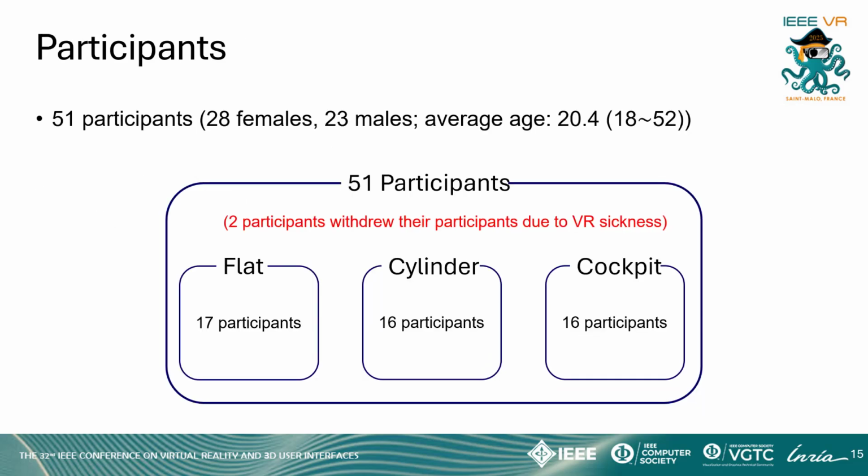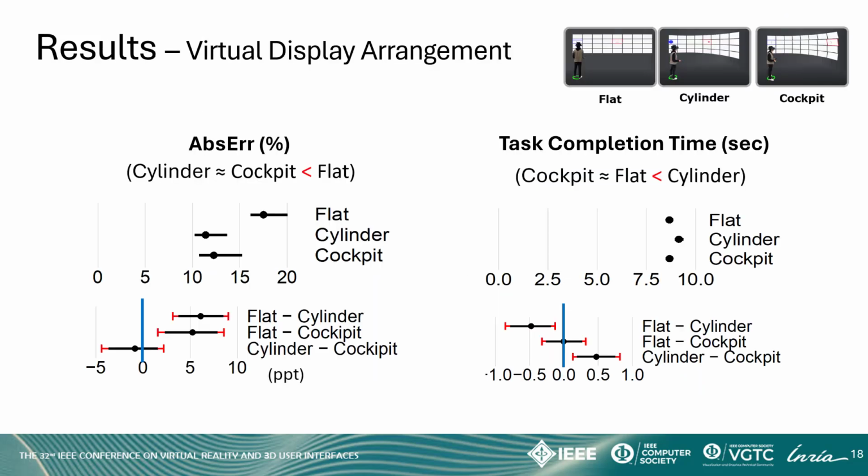A total of 51 participants were recruited, and 2 of them withdrew their participation during the study due to VR sickness. From this slide, a summary of Study 1 analysis results is presented. For each result, 2 charts are presented vertically. The upper chart shows the results by the conditions, and the bottom chart shows the comparison results between the conditions.